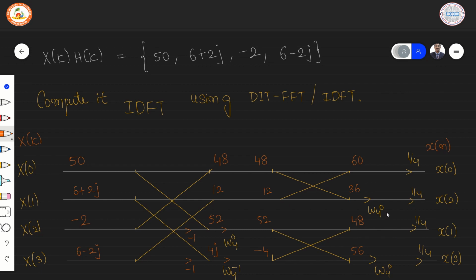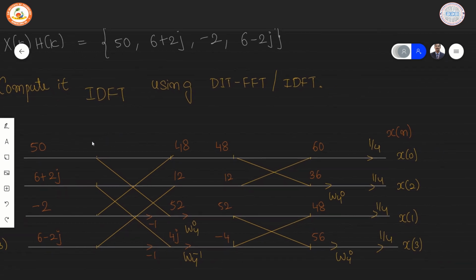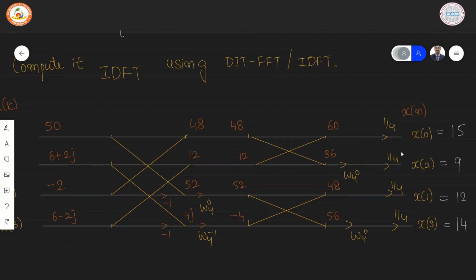W4 to the power of 0 is 1, so we can ignore that multiplication. Finally, the answer has to be scaled by 1 by 4. Therefore, the result we'll get after this calculation is equal to the final answer. X of 0 is 60 by 4. The final result of the calculation is 15, 9, 12, 14.